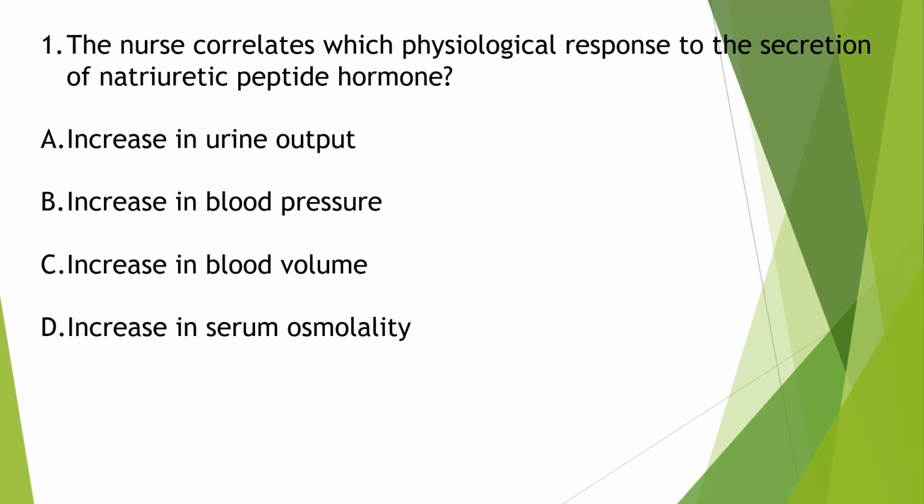And the response of this hormone is it will increase the urine output, and that too that is high in sodium. So when the question is asked, what is the physiological response to the secretion of the hormone? The answer is increase in urine output. But when the question is asked, what is the reason for the secretion? It is increase in blood pressure or increase in blood volume.